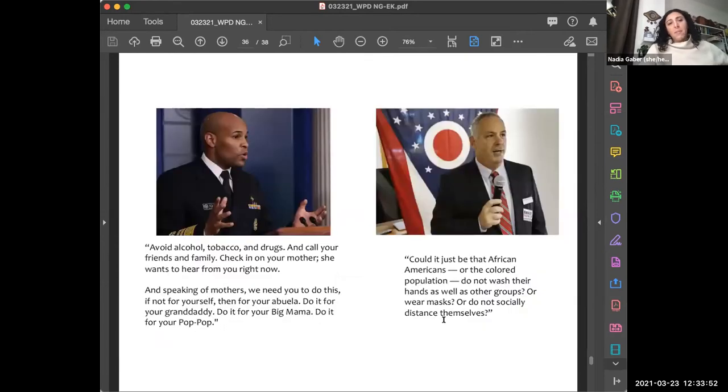And then finally, kind of coming back to the U.S., here are some quotes from both our Surgeon General and a state senator about what the messaging around COVID-19 was. The Surgeon General said, specifically to communities of color, avoid alcohol, tobacco, and drugs, and call your friends and families, check in on your mother. We need you to do this, if not for yourself, then for your abuela, do it for your granddaddy, do it for your big mama, do it for your pop. So it's this very colorful language meant to speak to communities of color, and at the same time, beginning with this statement, avoid alcohol, tobacco, and drugs.